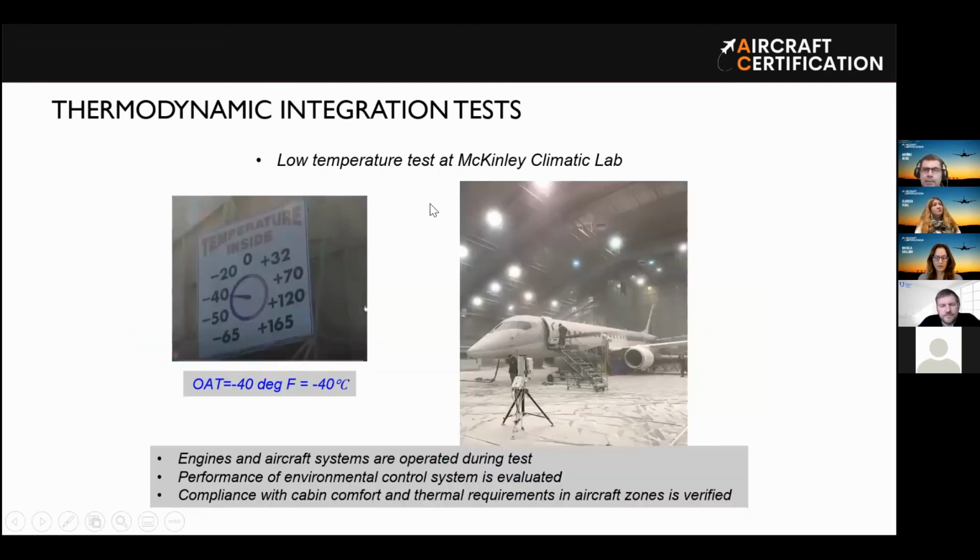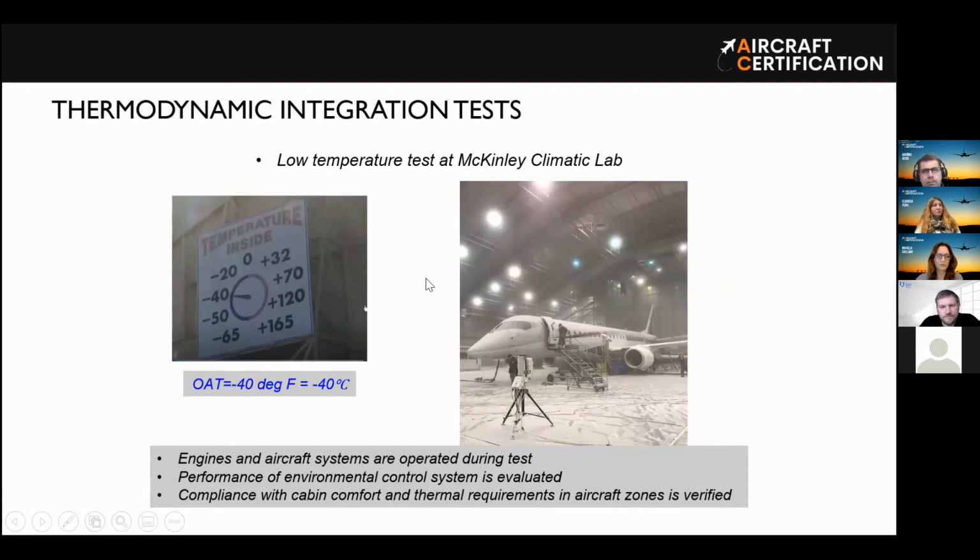We can do the same in low temperatures now. So this is a minus 40 degrees Celsius test, for example. It's a very cold test. It's the same. We can do a lot of evaluations and test a lot of things in this type of climatic chamber. So they are very important.